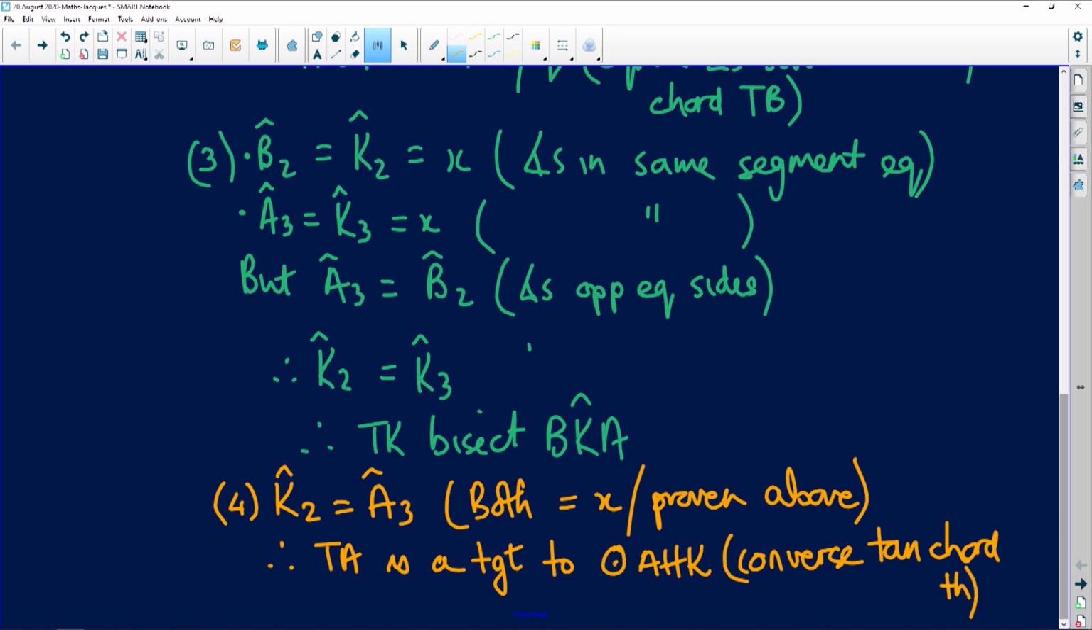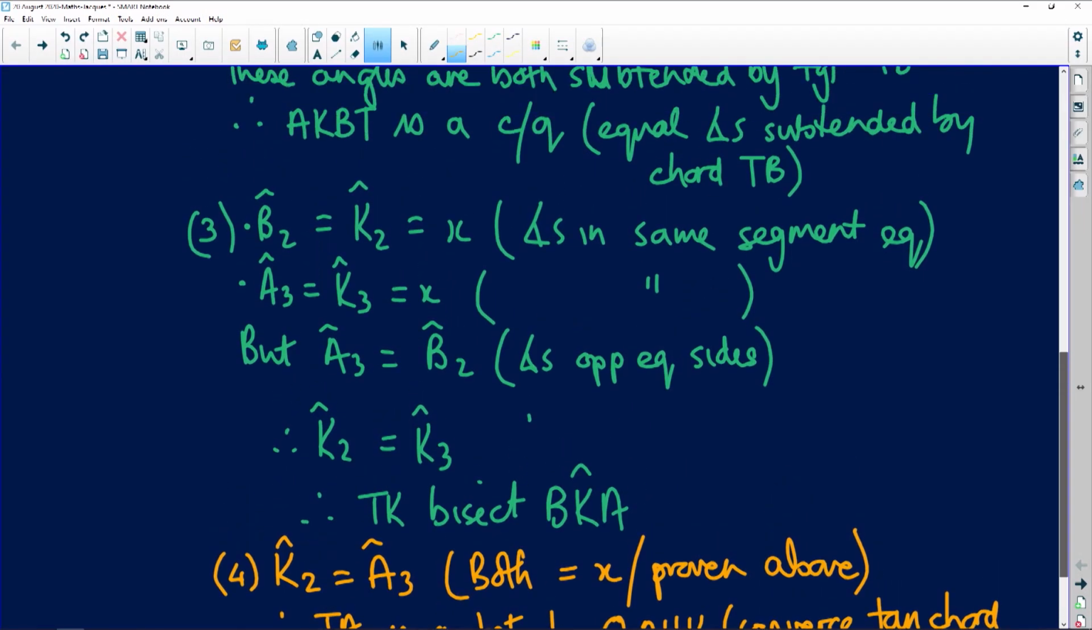Okay, so we're applying the Tan Chord Theorem in reverse. That's what the converse means. If those angles are equal, then it is a tangent. The straightforward is if it's a tangent, those two angles have a relationship. Okay, let's look at number 5 here.